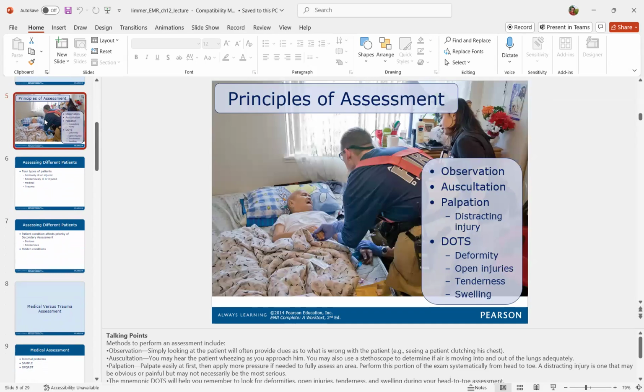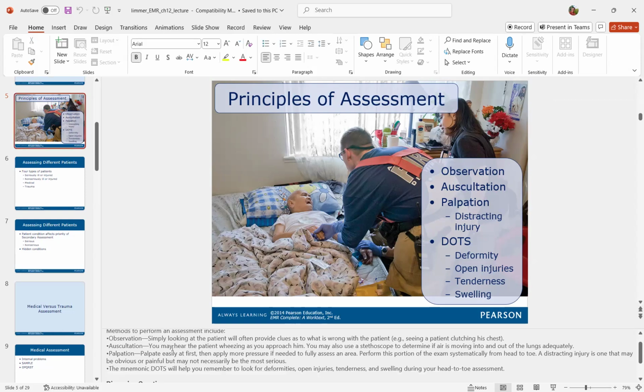So principles of assessment, we can look, listen, and feel essentially. Observing is looking, auscultation, that's getting your stethoscope out, that's listening. Palpation is feeling. So we can look, listen, and feel. Some methods of assessment. Once we get into observation, just simply looking at the patient is often going to provide us clues as to what's wrong with the patient. Are they clutching their chest? Do they just look really sick? Are they leaning forward in that tripod position so they're having trouble breathing? We can just tell by looking at people if they're sick or not sometimes.